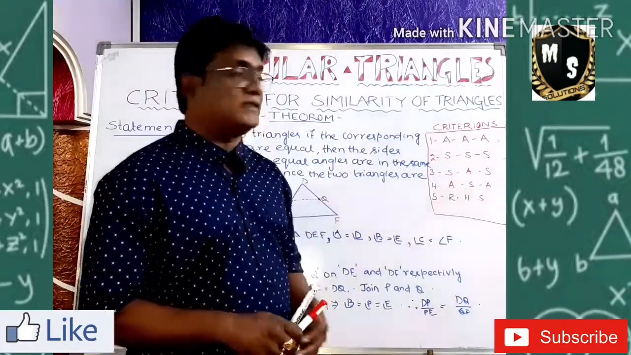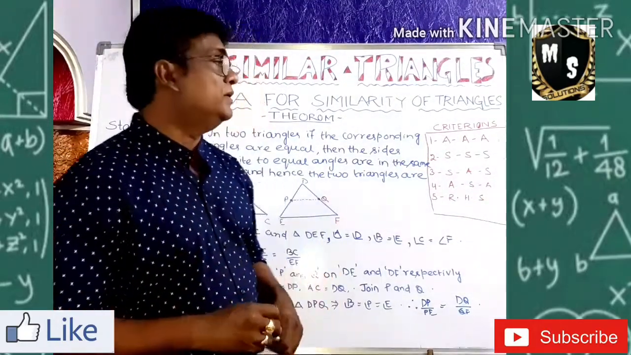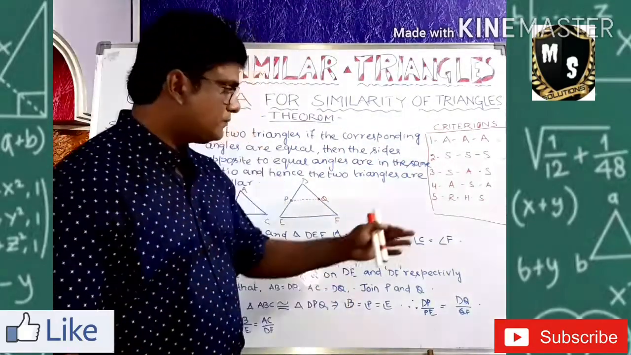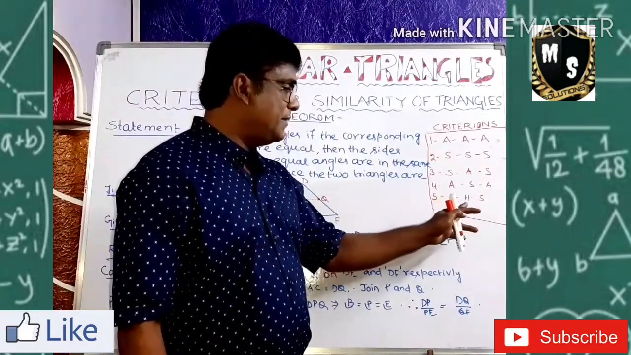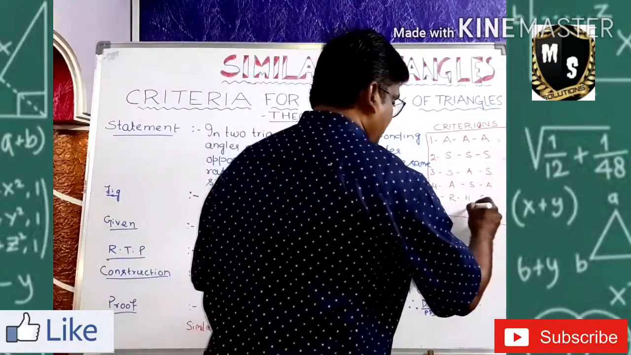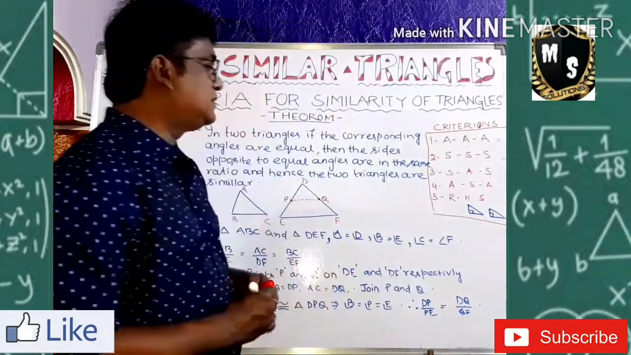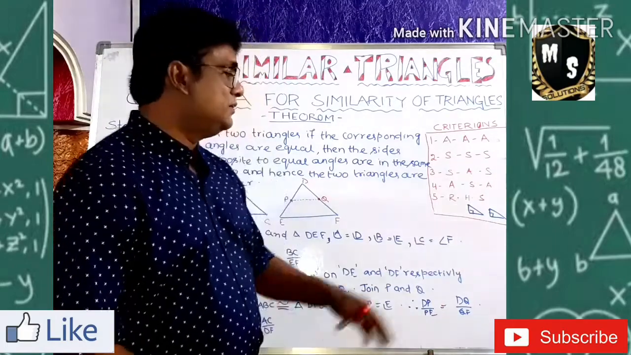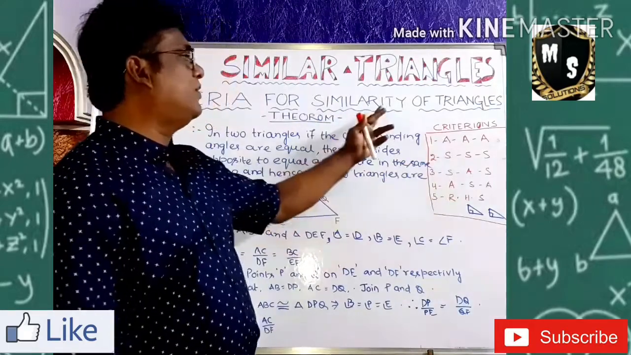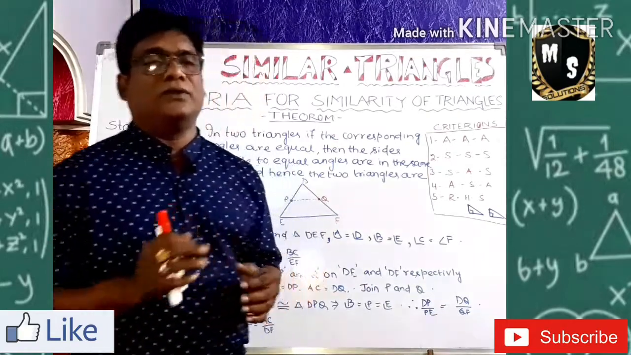Then ASA congruency is there. That means two angles and one side criterion is there, which is also giving you the similarity of triangles. Next step, the right angle, hypotenuse and side. This criterion is only used in right angle triangles. Clear? So now it is called the RHS criterion, that is right angle, hypotenuse and side. So these are the criterions for similarity of triangles. One by one it is given in your book, and today we are going to prove them.